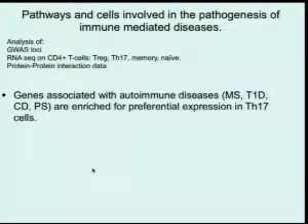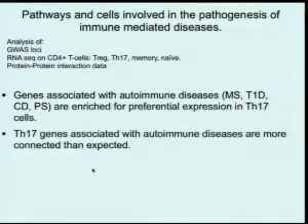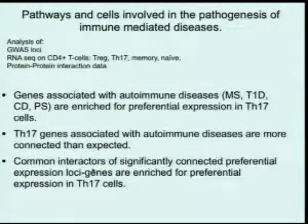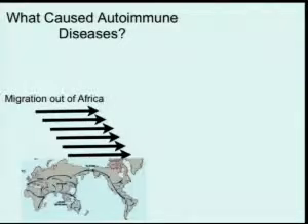The pathway analysis indicates that genes associated with autoimmune disease are enriched for preferential expression in Th17 cells. I won't show all these data now, much more than expected, and common interactors are connected preferentially for expression in Th17 cells. The last slide, let me just end in a symposium on autoimmune disease: what caused autoimmune disease?